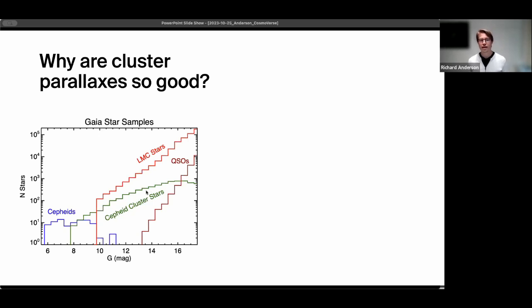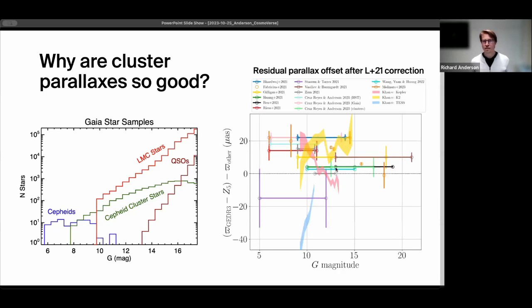many objects were available from the LMC and also at even fainter magnitudes from the QSOs to calibrate this cluster offset. And so this is really behind the zero or almost zero residual parallax offset that we find in this magnitude range.